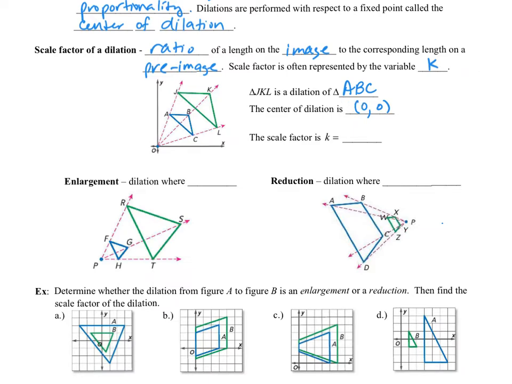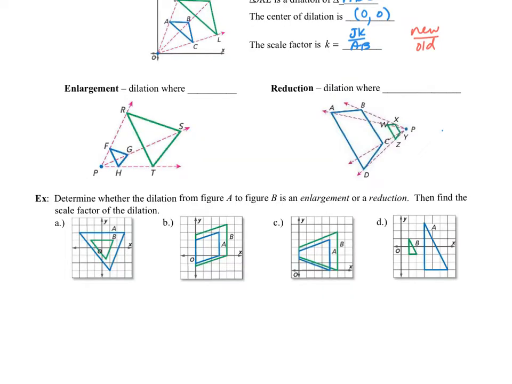So remember, every time you write a scale factor, you always want to write the new over the old. The image is the new shape, the pre-image is the old shape. So I'm going to take this new segment JK and put it over this old segment AB. So that scale factor we can call JK to AB. Now we could have taken any other pair of corresponding sides. We could have said KL to BC or JL to AC.